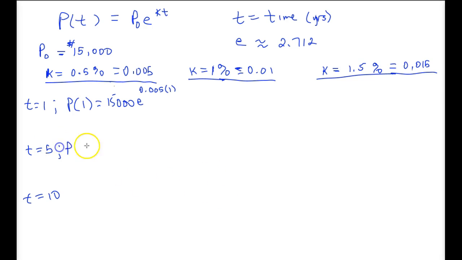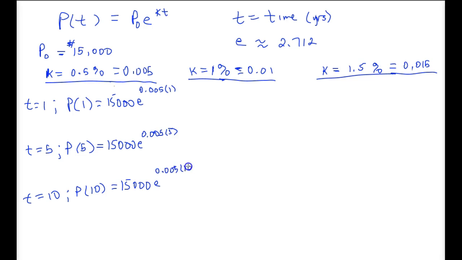So for T equals 5, same thing: just 15,000 E raised to the 0.005 times 5 in the exponent. And then for T equals 10, we'll just do 15,000 E raised to the 0.005, multiplied times 10.